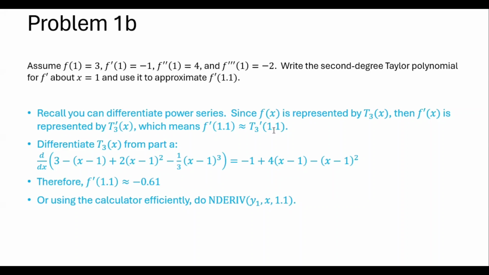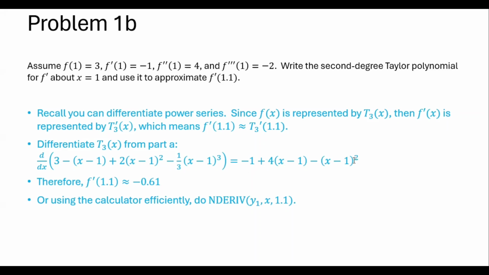The concept here is you are able to differentiate and integrate power series. So T3 is an approximation for f. So to get an approximation for f prime, just differentiate T3. So we differentiate, and you probably need to write it. You should at least say d by dx of T3. I just put the whole thing because I copy pasted. And then after we differentiate, you should get this.